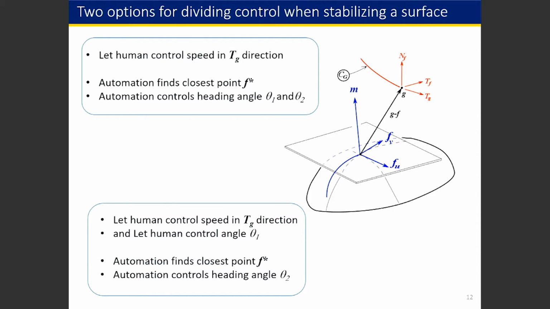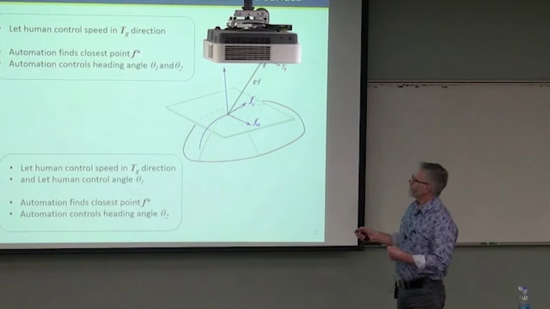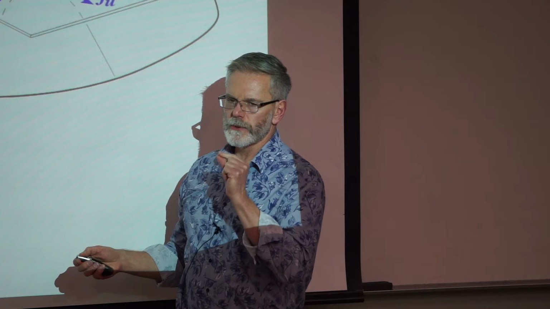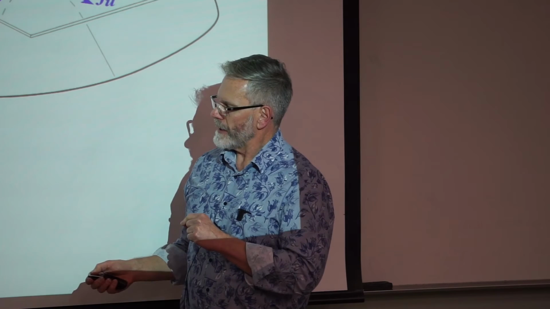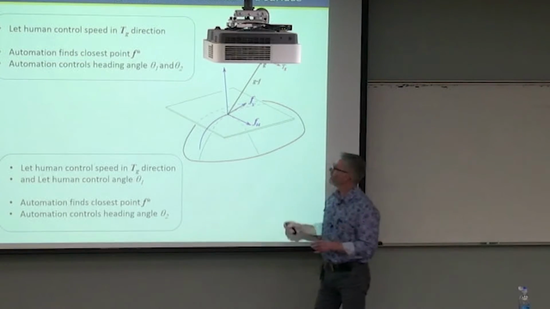How about controlling in 3 space again to stabilize a surface? Again, the error vector G minus F and 2 frames. We'll talk about that. Here there are 2 options. The first, I divide the labor basically the same way, and it's really no different than following a space curve. It just so happens that that space curve is embedded in the surface. Well, if I'm interested in only giving the control of one angle to the automation system and leaving the other in the hands of the user, what's that like?